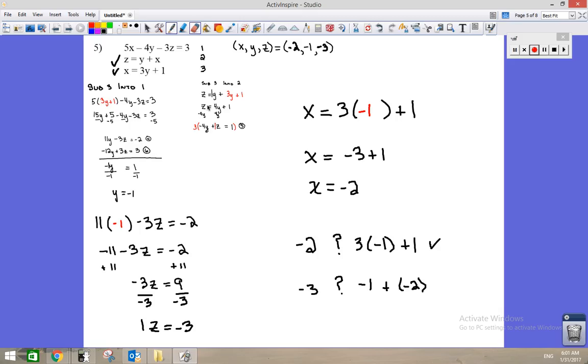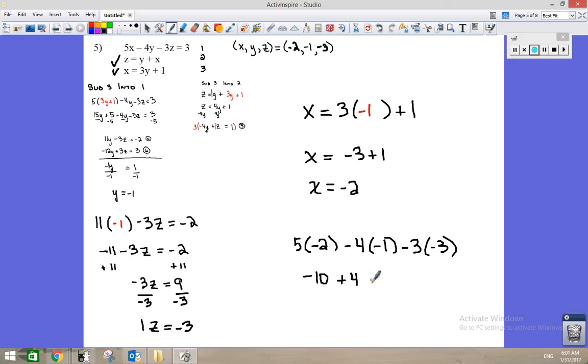And let's check this final equation. If we take 5 times x, where x is negative 2, and we subtract 4 times y, where y is negative 1, and subtract 3 times z, where z is negative 3, if we do this arithmetic, the question is, do we get positive 3? Well, let's see if we do. We've got negative 10 plus 4 plus 9, negative 10 plus 13, and negative 10 plus 13 is 3, and so that checks. So I'm pretty happy with that then, and I'm pretty sure that this is my correct answer.